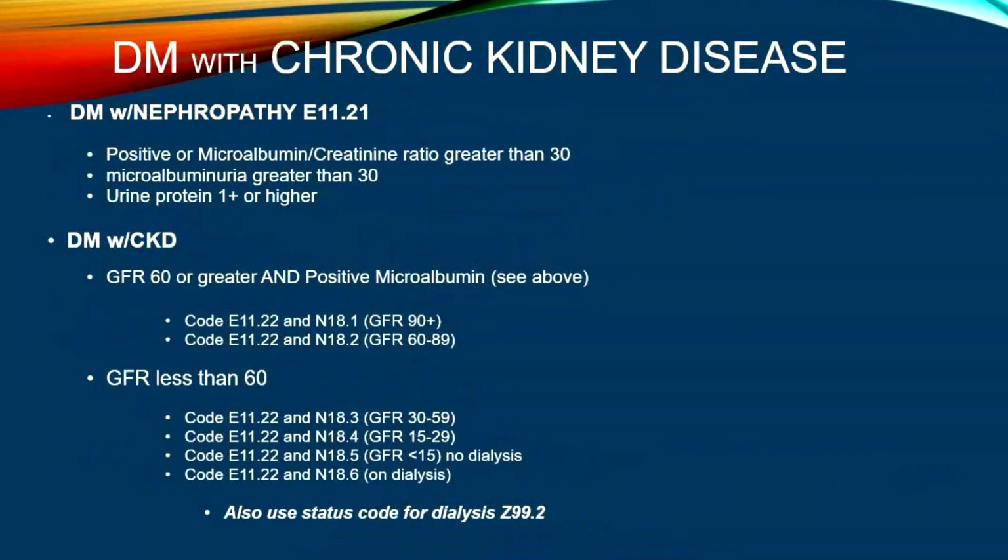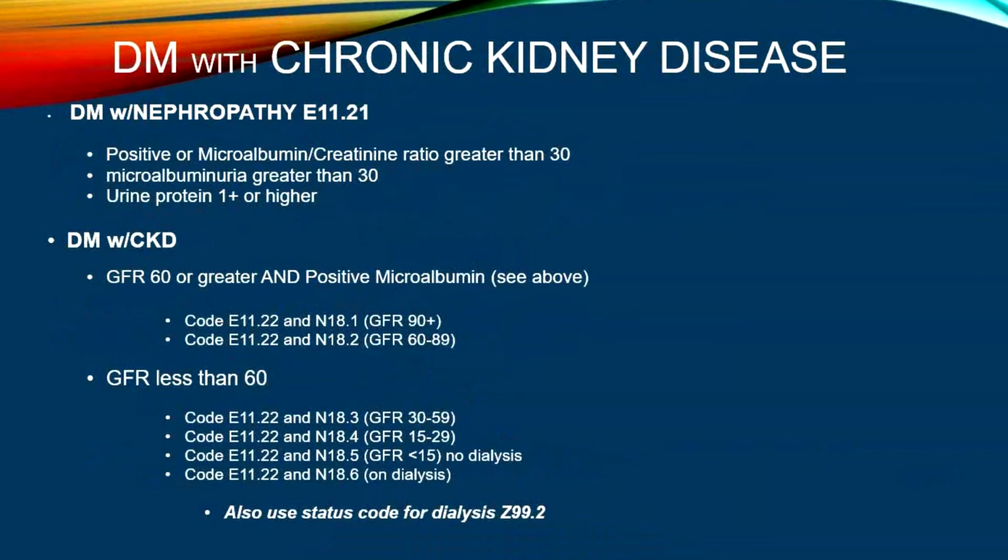So some of the things that we get from these labs and different studies, obviously from your CMP and your microalbumin, is where you're going to find your chronic kidney disease. So here we'll give you the parameters for nephropathy. You're looking for a positive microalbumin or the urine protein 1+ or higher. For your CKDs, for stage 1 and 2, you need a positive microalbumin and a GFR above 60. So you'll need one of each of those for stage 1 and 2.